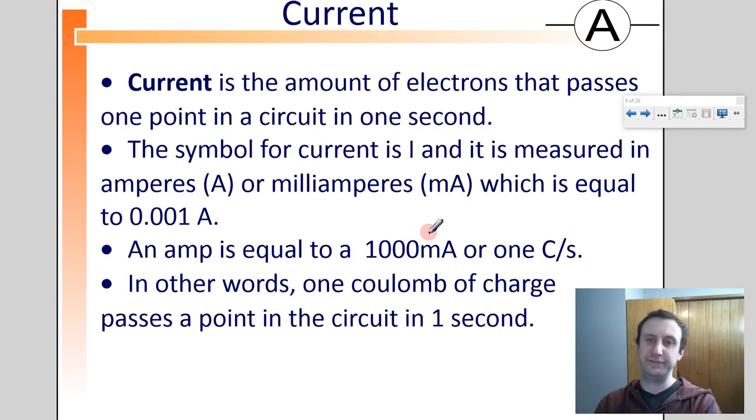Okay, current is the amount of electrons. So these are ways that we talk about electricity. There's 2 main terms that we talk about when we talk about an electric current. We talk about the current and the voltage. Both of these are incredibly important.